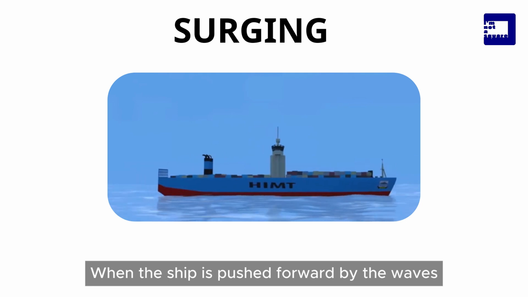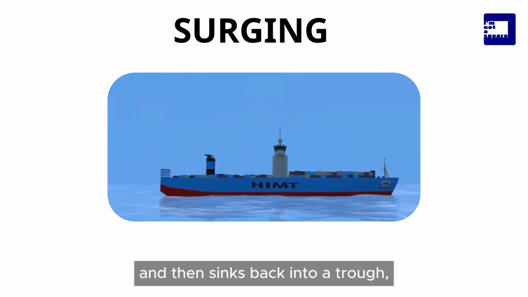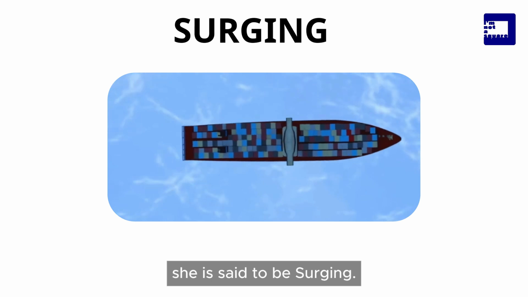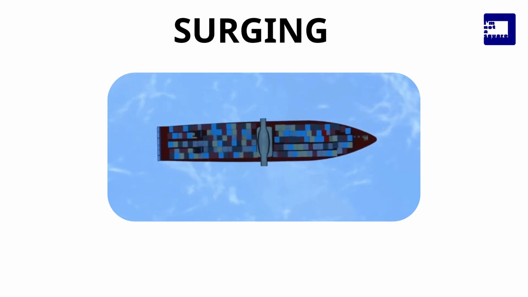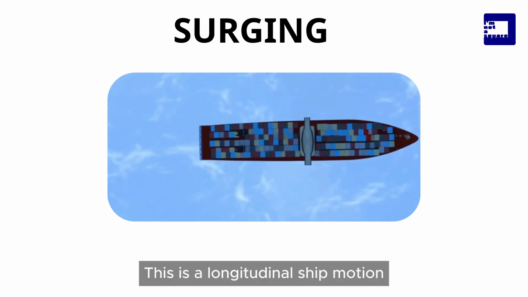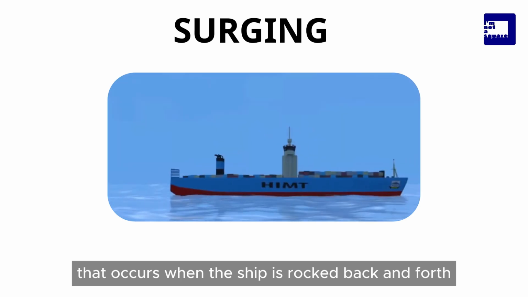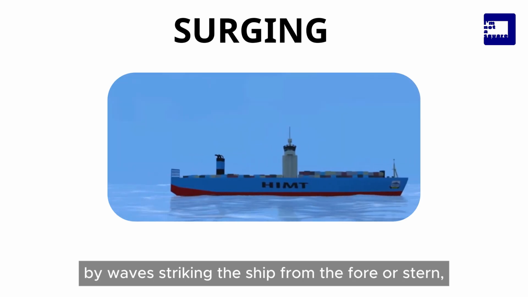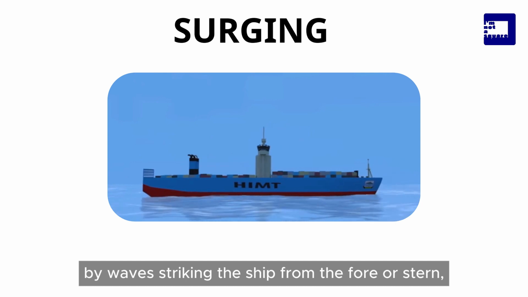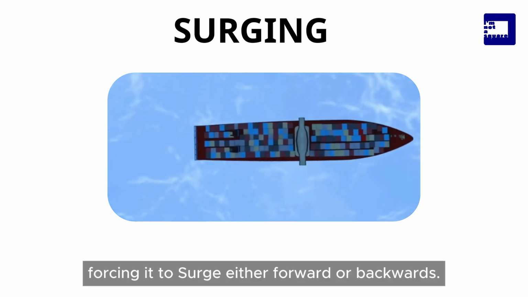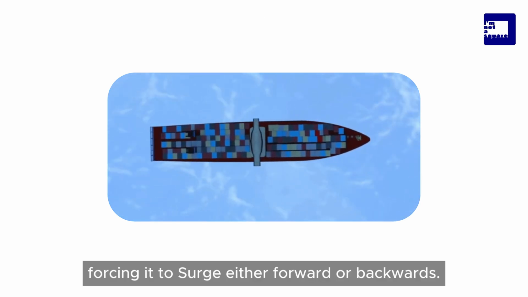Surging. When the ship is pushed forward by the waves and then sinks back into a trough, she is said to be surging. This is a longitudinal ship motion that occurs when the ship is rocked back and forth by waves, striking the ship from the fore or stern, forcing it to surge either forward or backwards.